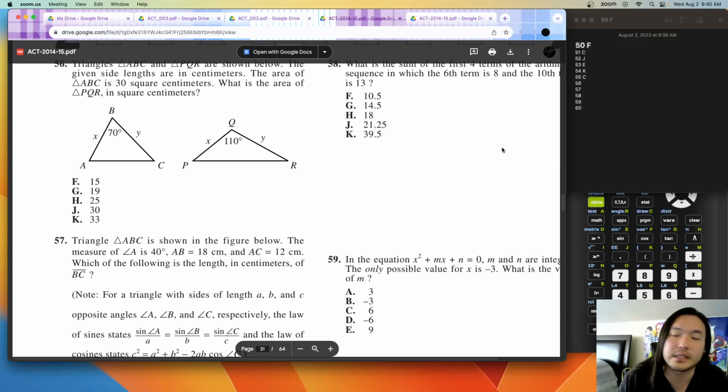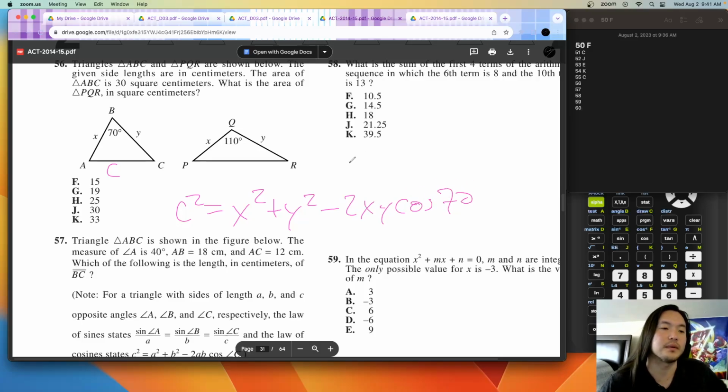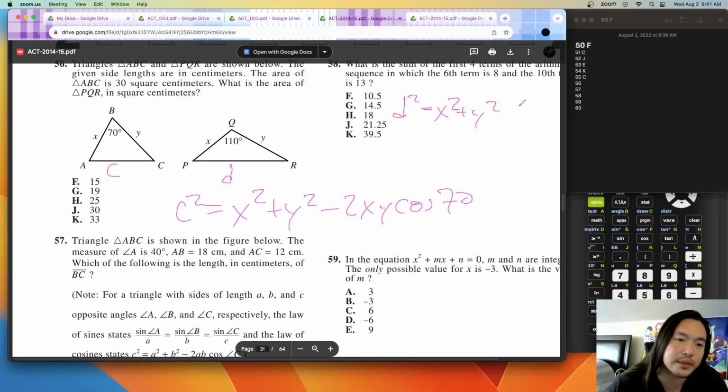So in this particular example, let's call this side c, right? Yeah, so here c squared is going to be equal to x squared plus y squared minus 2xy cosine 70. Okay. And then let's call this d. So d squared is going to be equal to x squared plus y squared minus 2xy cosine 110.